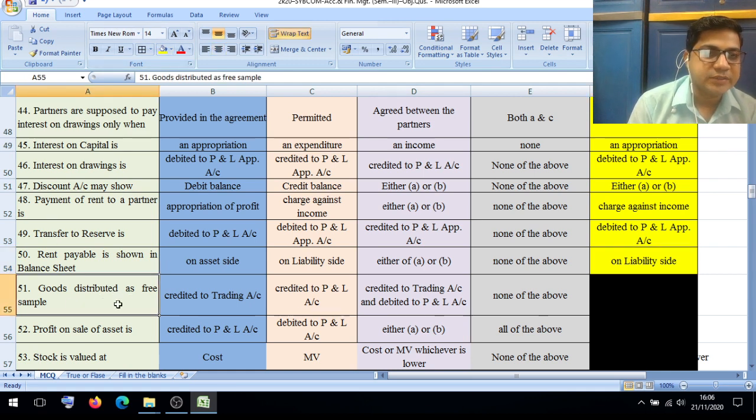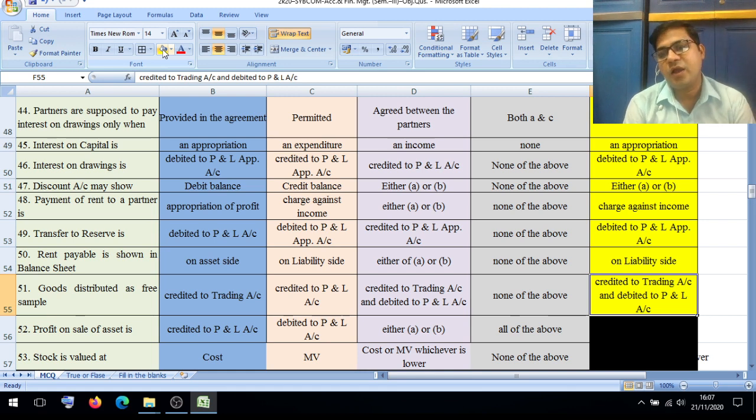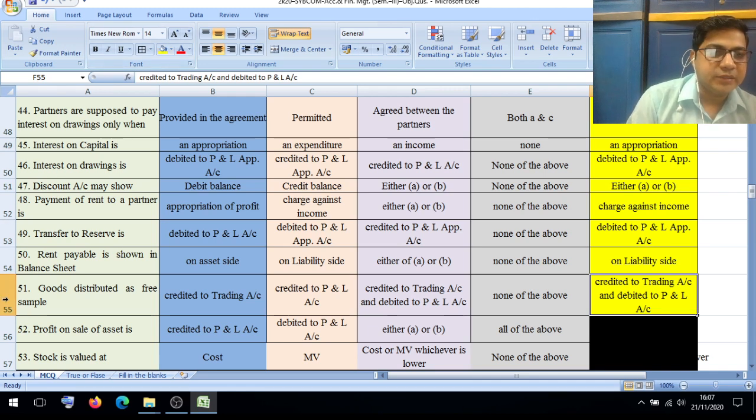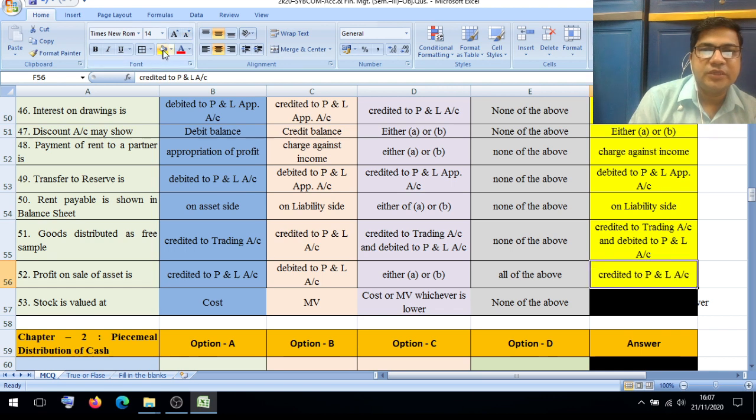Goods distributed as a free sample: credited to trading account, credited to profit and loss account, credited to trading account and debited to profit and loss account, none of the above. Answer is credited to trading account and debited to the profit and loss account. Next, profit on sale of assets: credited to profit and loss account, debited to the profit and loss account, either A or B, all of the above. The answer is credited to the profit and loss account.